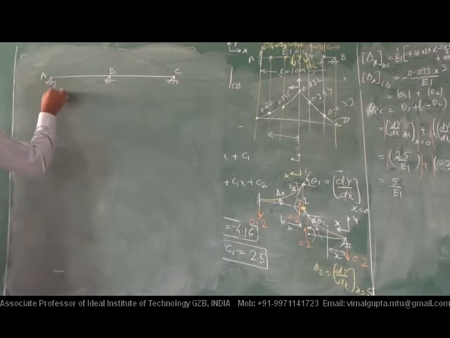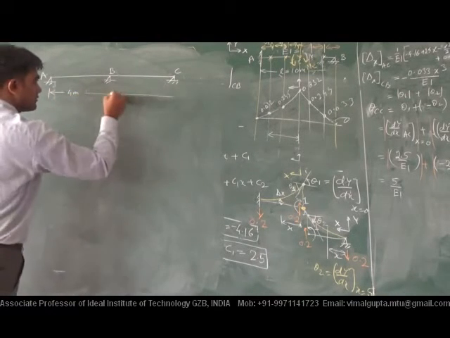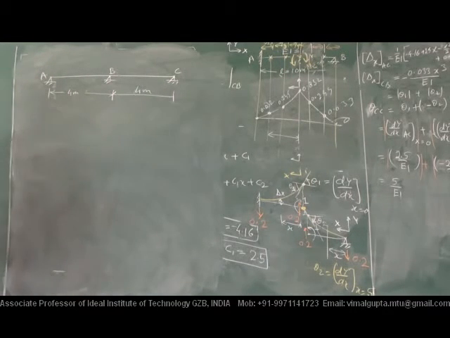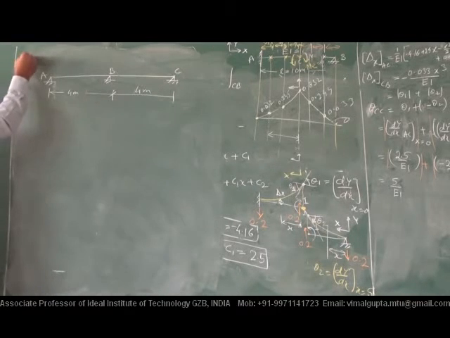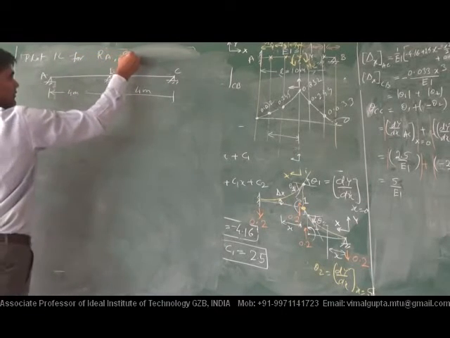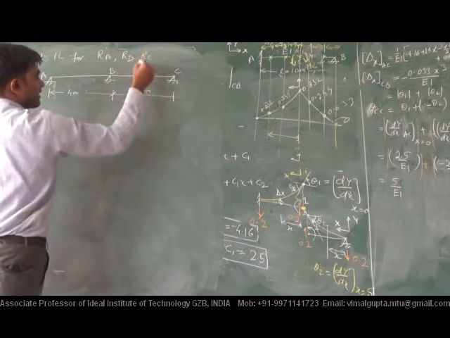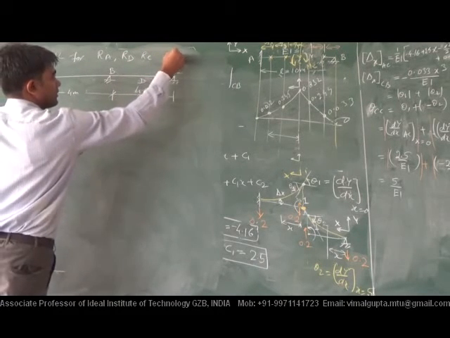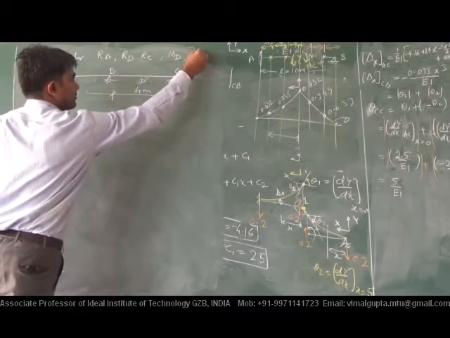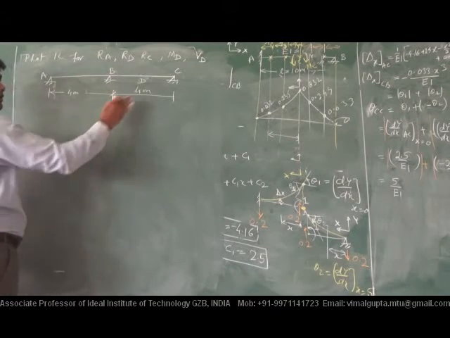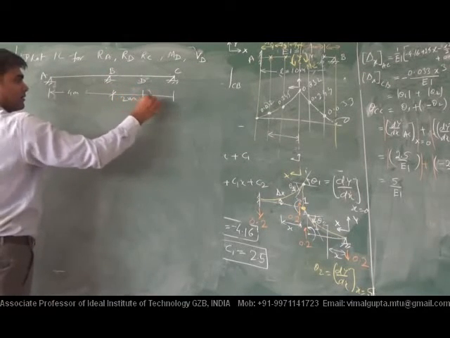Say it is 4 meter. It is 4 meter also. And now IL can be plotted. Plot IL for RA, RB, RC at any point. If this point is D, so MD shear force at point D can also be 2 meter.